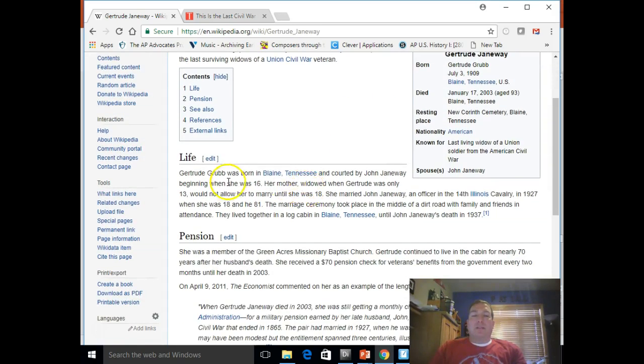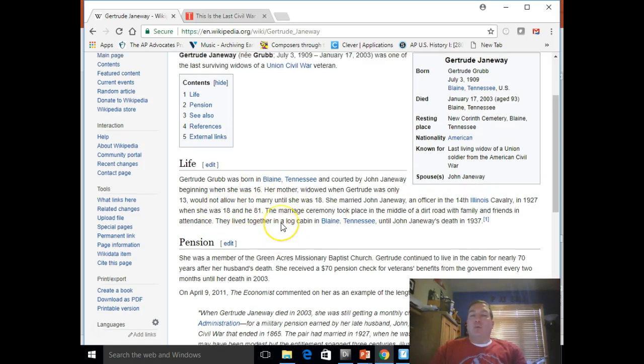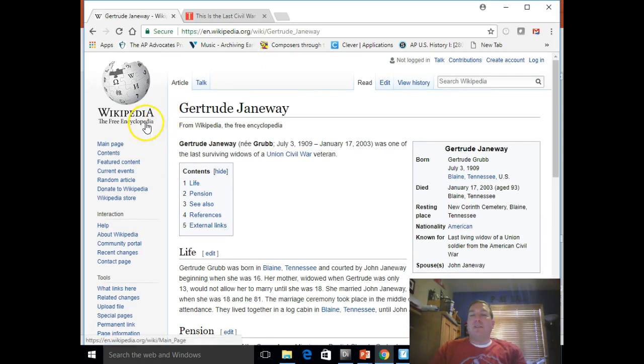You'll notice the story down here. She fell in love with this guy, John Janeway, at the age of 16, got married to him in 1927 when she was 18, and he was 81, and then she was able to live off of his pension until she died about a decade ago.